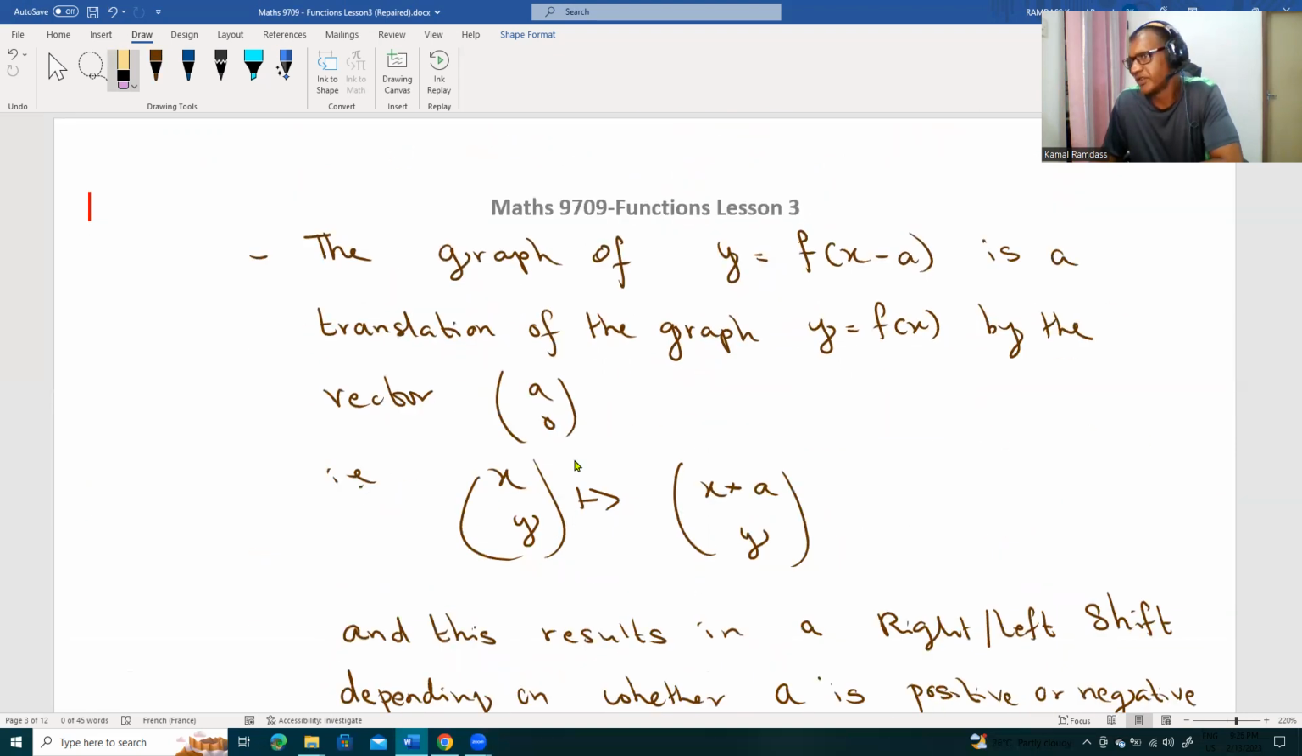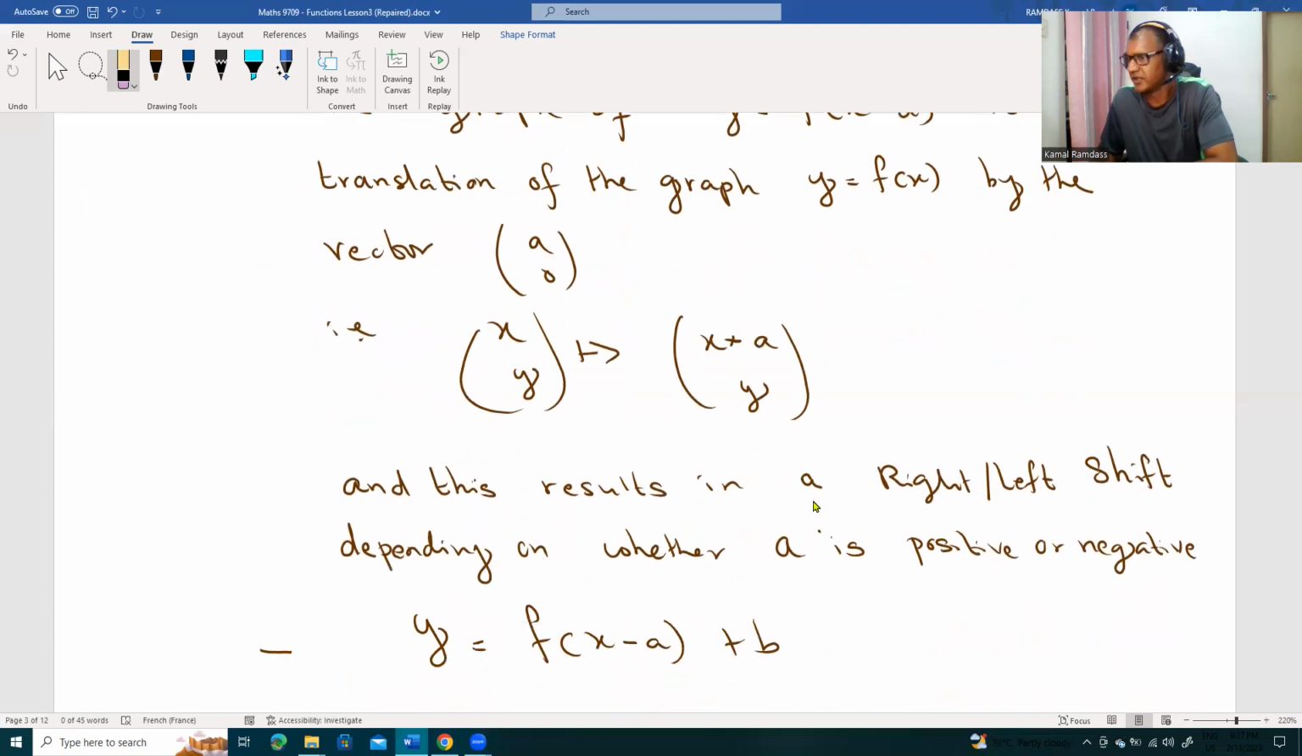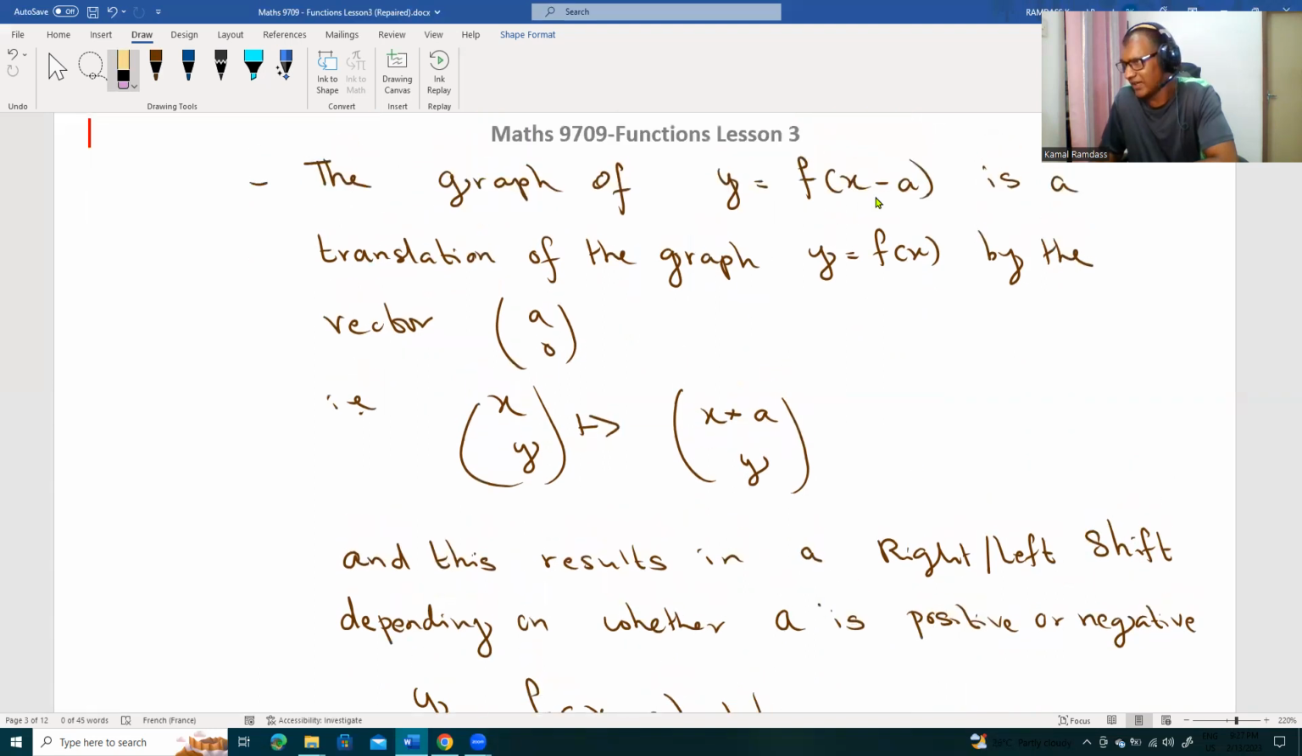Et pour horizontal translation, même affaire, the graph of y is equal to f of x minus a is a translation of the graph y is equal to f of x by the vector (a, 0). Trouvez minus a vient a. Ça veut dire qu'on va dire minus a, et si a positive, il peut bouger dans droite. Et coordinate (x, y) of y is equal to f of x will map onto (x plus a, y). And this results in a right-left shift depending on whether a is positive or negative. Si a est positive, dans ce cas-là, x minus a positive number, il will right. Si a est négative, ça veut dire x plus a positive number, il will to the left.